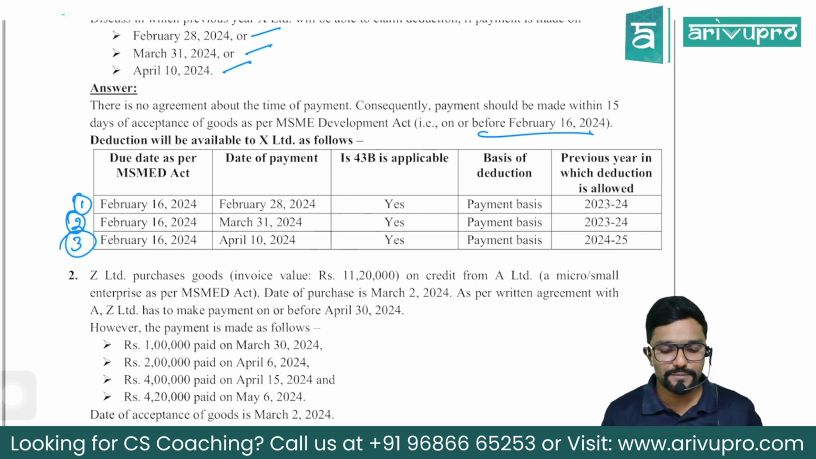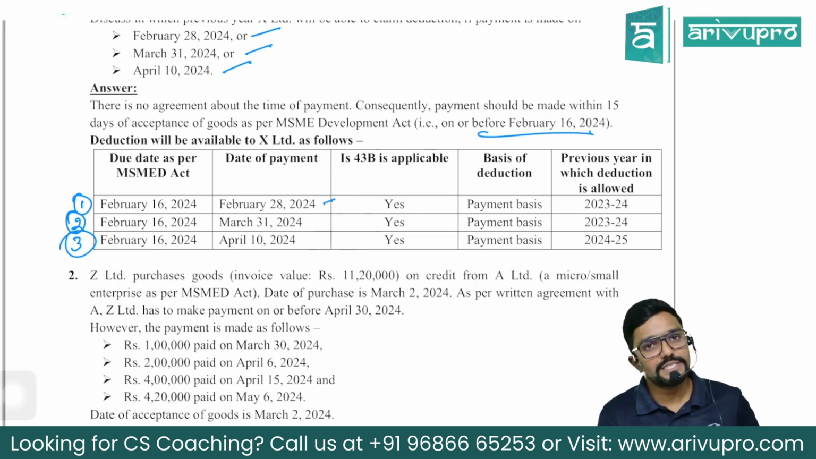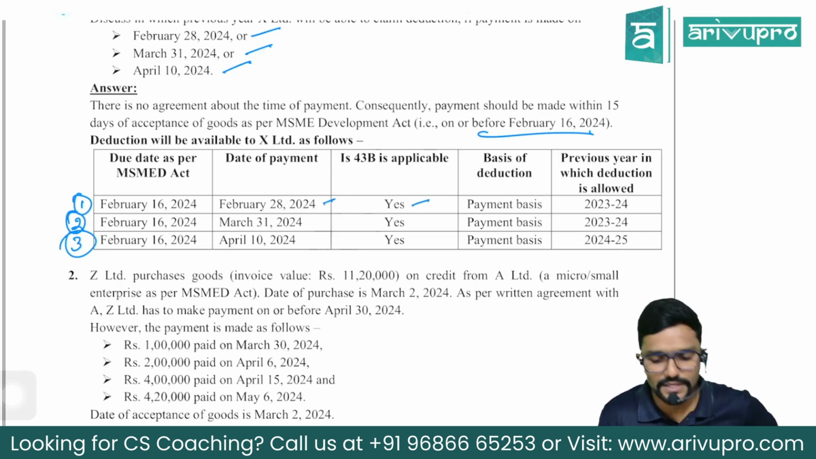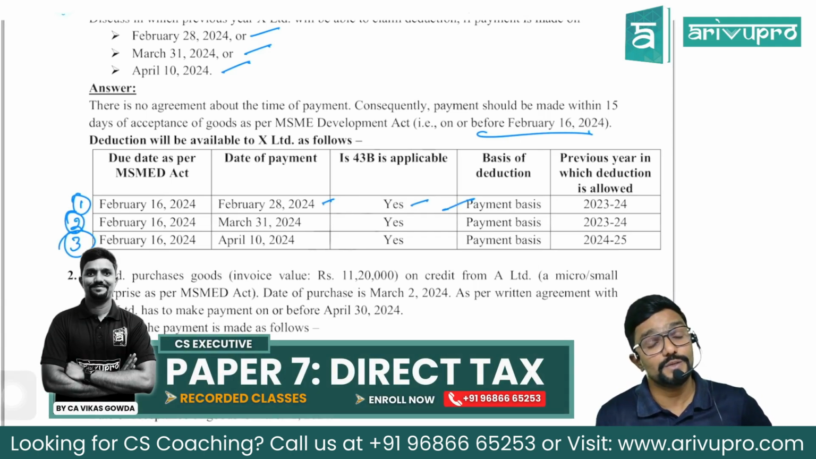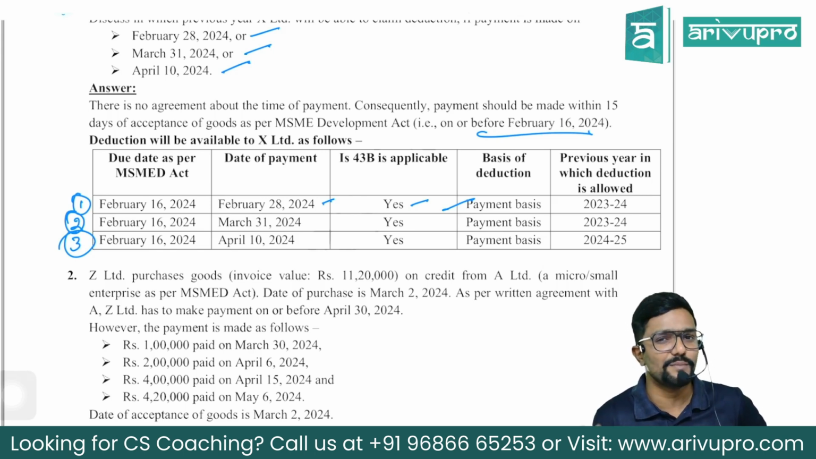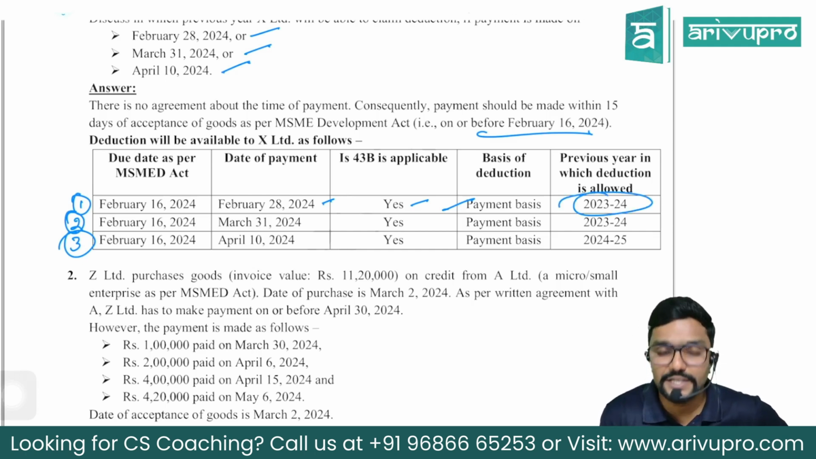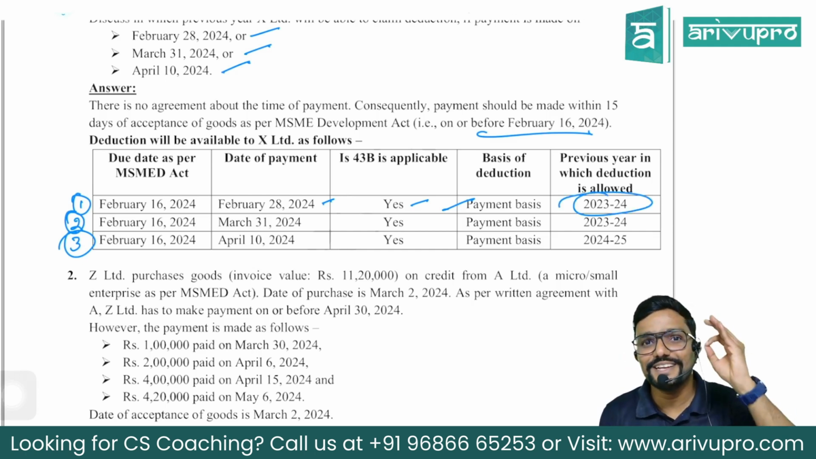If the payment is made on 28th February, is section 43B applicable? Yes, sir. Deduction is available on what basis? Payment basis. Sir, can I claim it on accrual basis, sir? I have incurred it. Yes, you can claim, but as 43B is applicable, deduction is allowed on payment basis. That is the year in which payment is made. Now, can I claim the deduction in 23-24? Yes. Guys, understand this scenario.